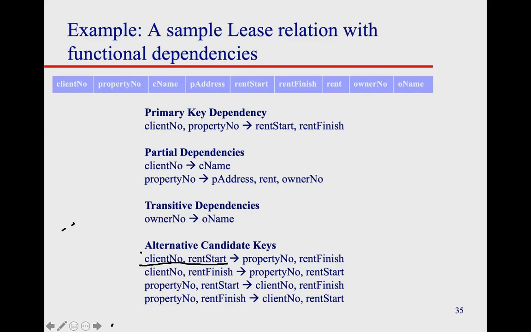Okay, can someone, if I say that client number and rent start is the primary key, what are now the partial dependencies? Anyone? I would say whatever was, like the rent start is dependent on, oh God, I don't know. Never mind, I'm backing out. Don't worry. Now we lost it again.